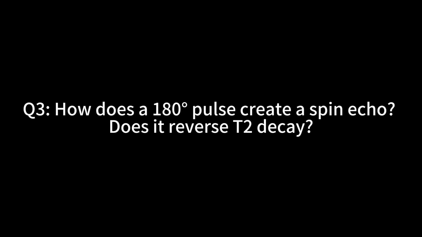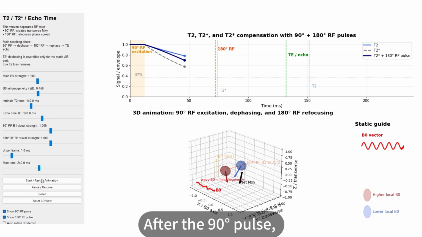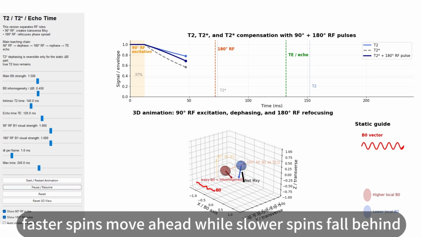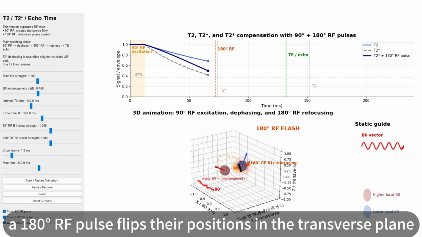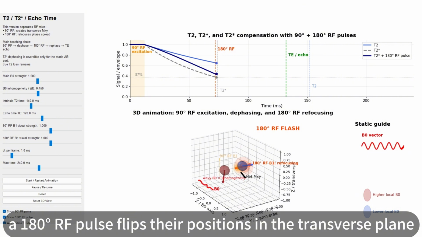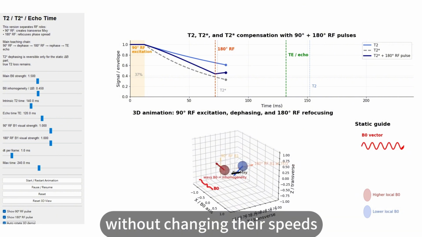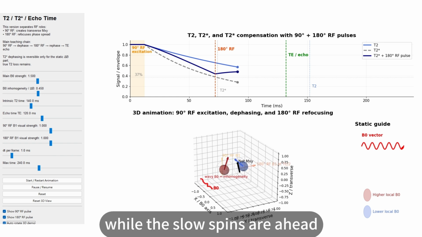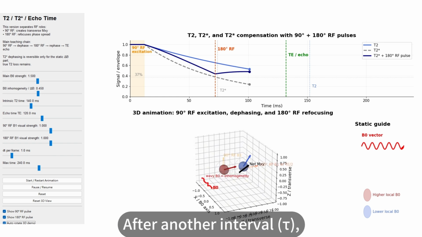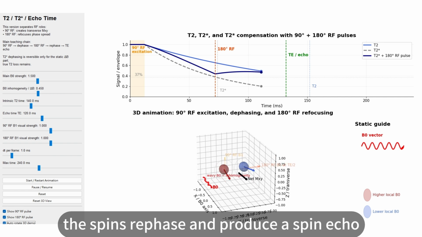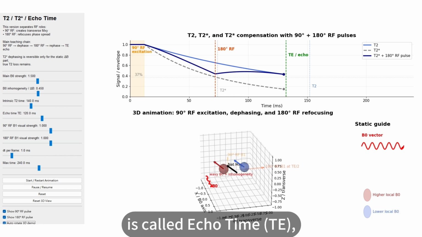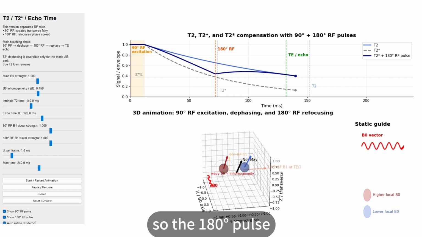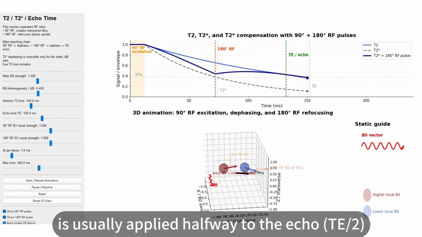Question 3. How does a 180-degree pulse create a spin echo, and does it reverse T2 decay? After a 90-degree pulse, faster spins move ahead while slower spins fall behind. After a time interval, tau, a 180-degree RF pulse flips their positions in the transverse plane without changing their speed. The fast spins are now behind, while the slow spins are ahead. After another time interval of tau, the spins rephase and produce a spin echo. The time from the initial 90-degree pulse to the peak of that echo is called the echo time. So the 180-degree pulse is usually applied halfway to the echo.